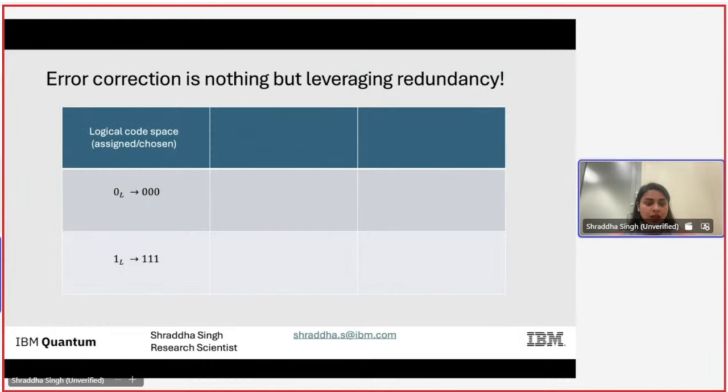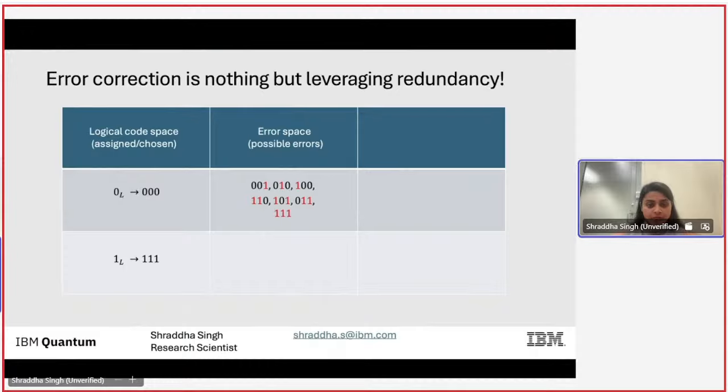And this is what I would call the logical code space, or the assigned or chosen code space. I could choose the logical 0 value to be represented by 0, 1, 0, 1, 0, 1, whatever you want, but you have to choose a particular state and fix that for this 3-qubit state. Now, what could be the possible errors that these qubits could go through?